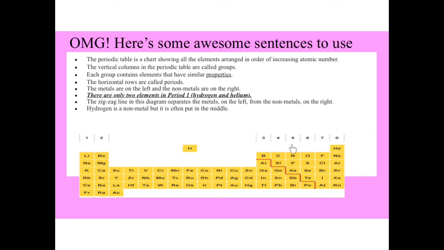The rows are called periods. There's only 2 in period 1. Often when you start looking at period 2, it might be easy to go 1, 2, 3, 4, 5, 6. And then helium and hydrogen are the only 2 in period 1.